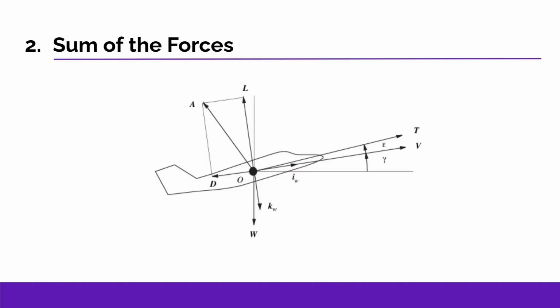Next, what I want to talk about are the sum of the forces. At this point in time in the book, the equations of motion are going to be expressed in the wind frame, and that means that the aerodynamic forces, and that is drag and lift, are already defined in the wind frame and are not going to require any adjustments. Now we're left with thrust and weight, which will both require some adjustments.